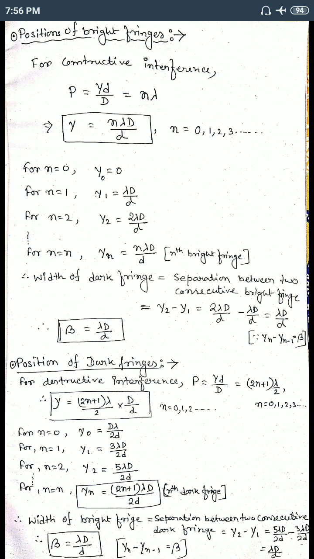In the case of light, lambda is extremely small, so capital D should be much larger than small d, so that the fringe width beta may be appreciable and hence observable. When we do this practical, keep in mind that capital D, the distance between the screen and the slits, must be larger than the slit separation d.